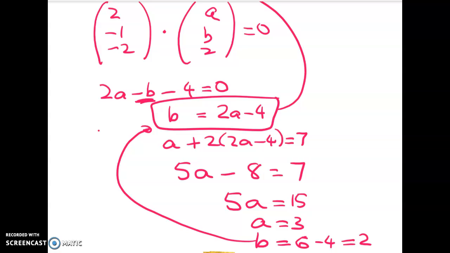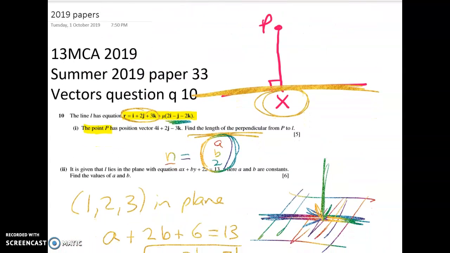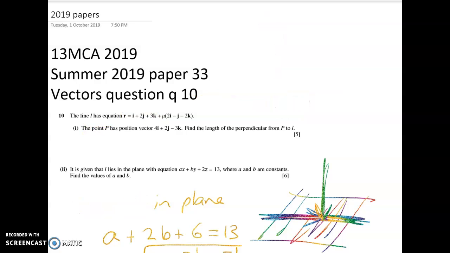Now, I think all I was asked for was the values of A and B. But we could now just go on and write the equation of the plane. So the equation of the plane would be 3x plus 2y plus 2z is equal to 13. But your 5 marks were got by just getting those values of A and B. So there you go. A really nice question, I think. And it shows you there are only so many different skills that we've got with vectors at this stage.